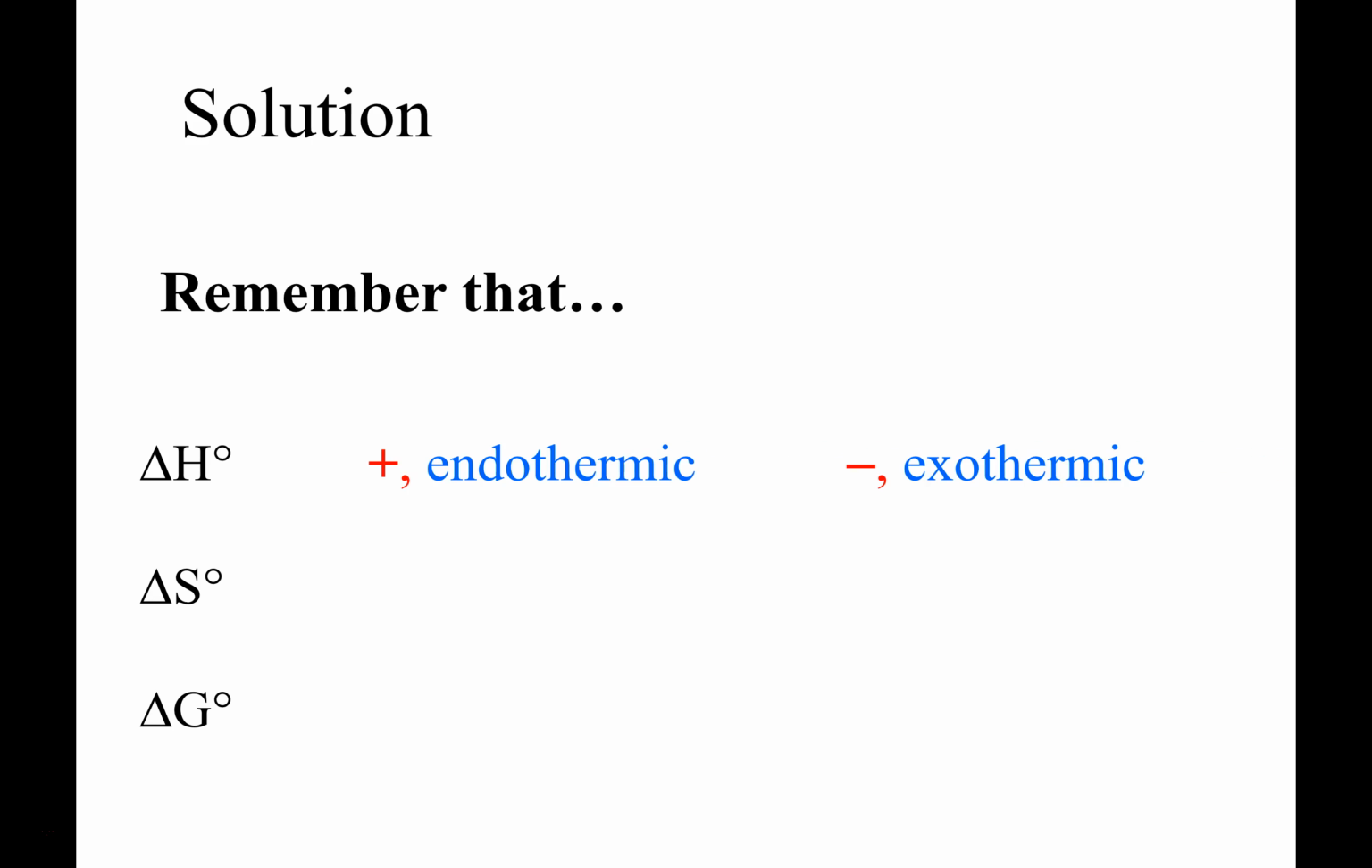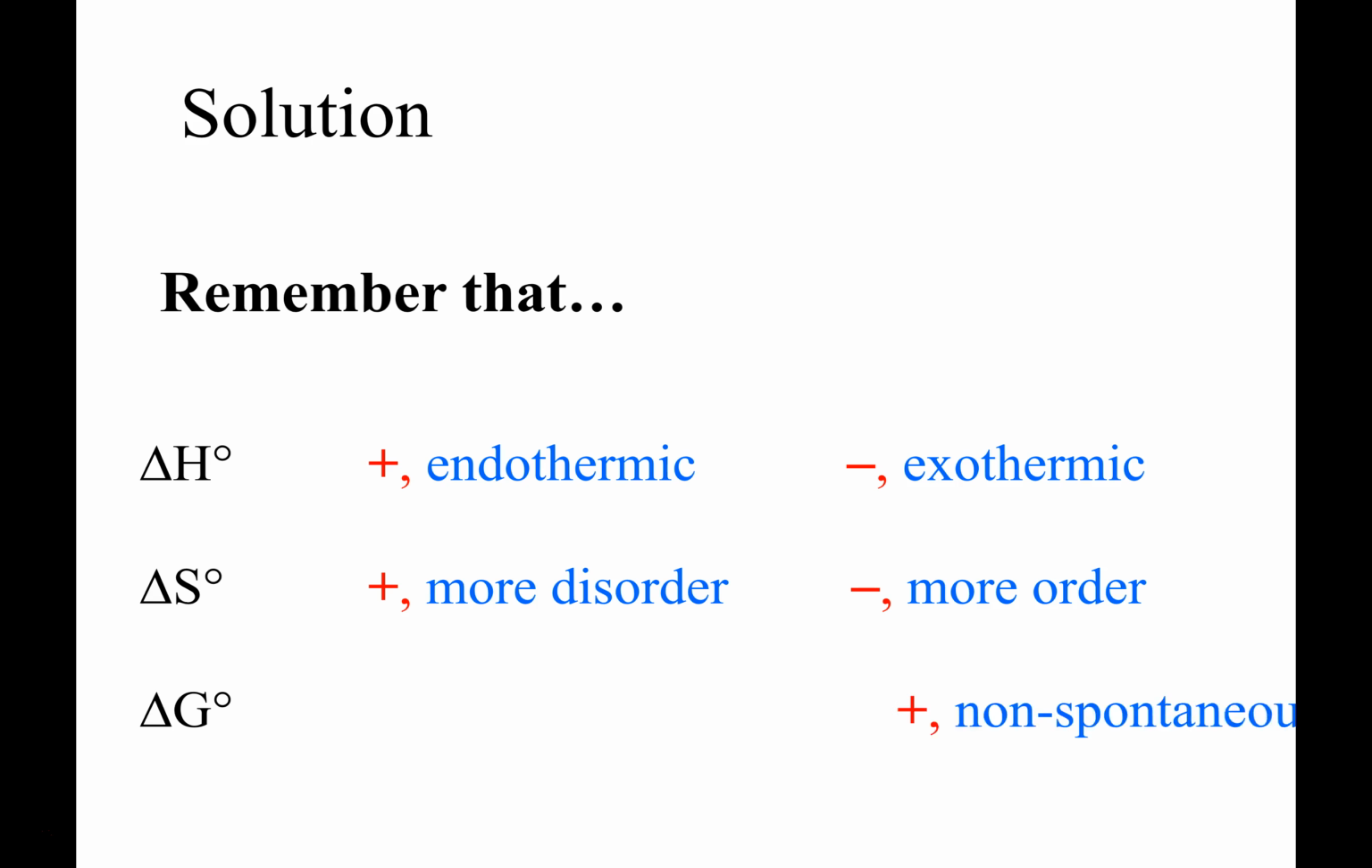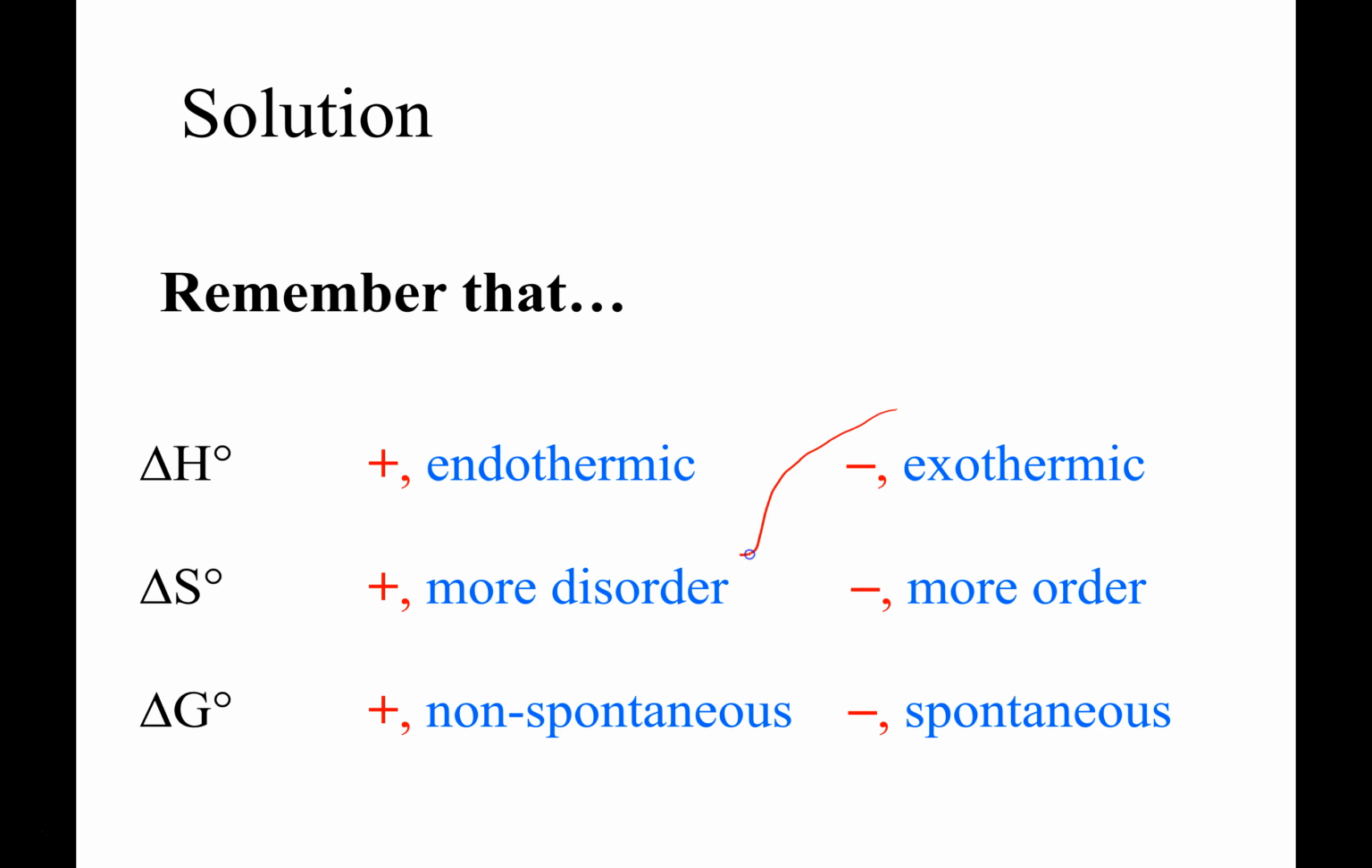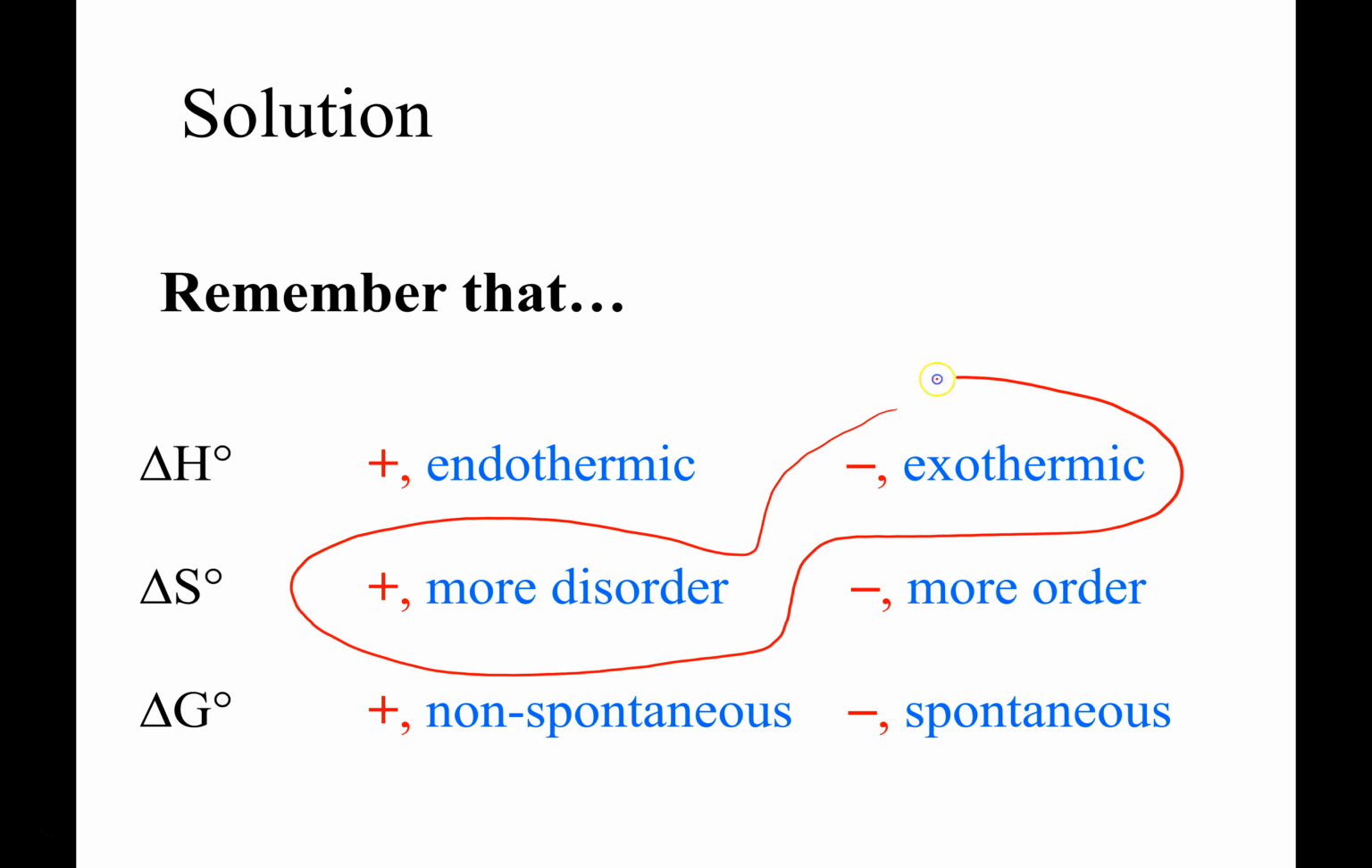Okay, so this is just to kind of remind you, reach overhead. Delta H positive means endothermic, negative means exothermic. Delta S positive means more disorder, negative means more order. Delta G positive means non-spontaneous, negative means spontaneous. And again, we kind of have a little crisscross thing going here. Because to me, if you're trying to make your reaction spontaneous, those are the two dispersions of energy.